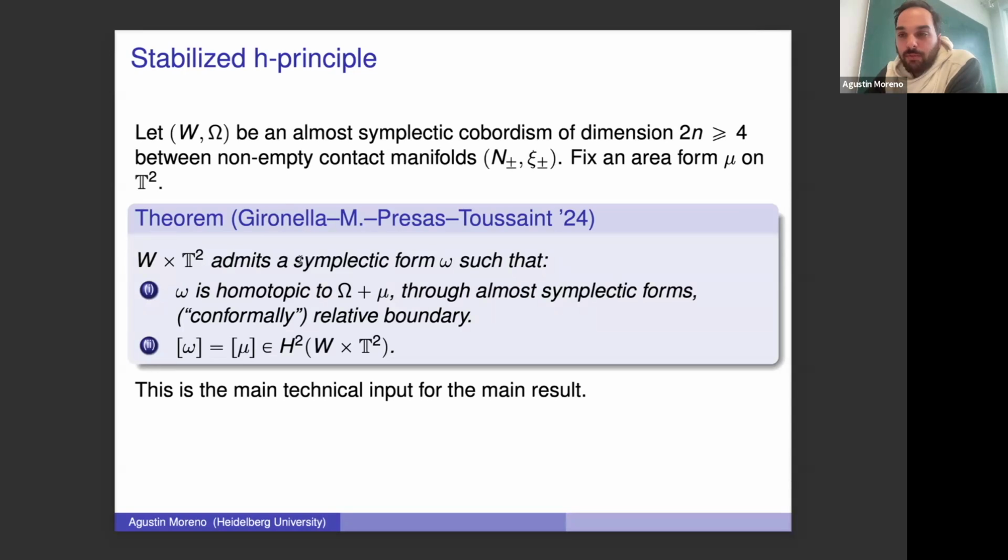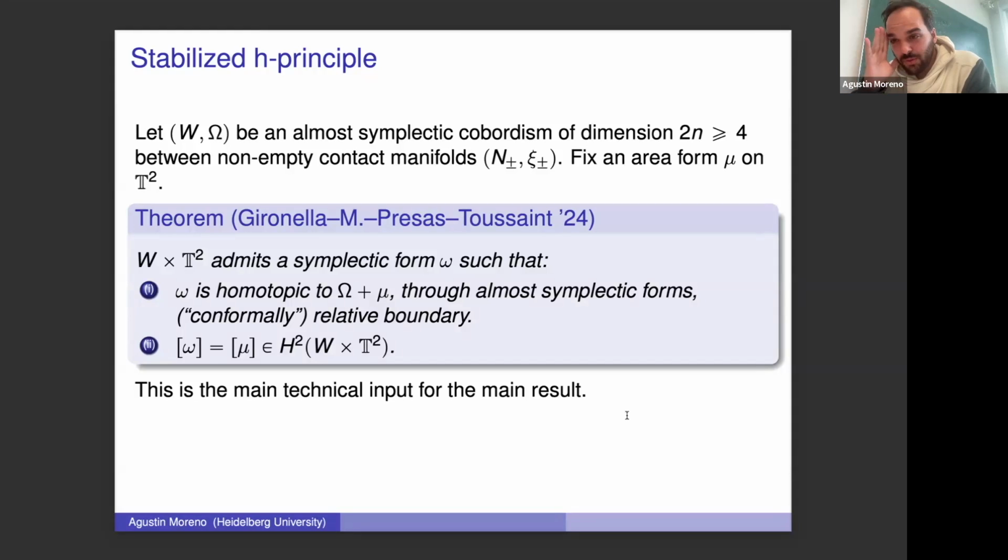And the claim is that we can find an actual symplectic form, little omega, which is first homotopic to the stabilization of the two-form through symplectic forms, also relative boundary in this conformal sense. There's also a footnote here. Conformally here means we only multiply big omega and not mu, so mu is always fixed in these homotopies. And the second condition is that the cohomology class of the symplectic form lies in the cohomology class induced by the area form mu. So this is a stabilization version of Eliashberg-Murphy, and this will be the main technical input.